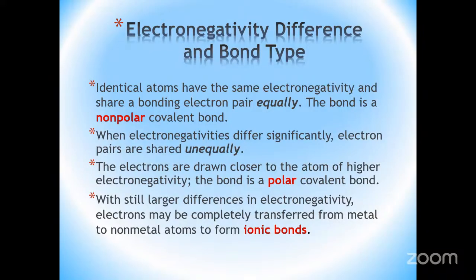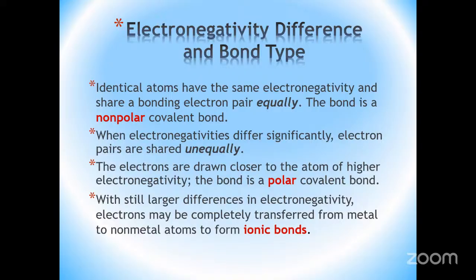If you have two identical atoms or two atoms that have the same electronegativity, then when they're bonded to each other, what you'd expect is that the electrons will be shared equally between them, right? So we say that that bond is a non-polar covalent bond. A non-polar covalent bond is a bond where the electrons are shared evenly between the two atoms, right?